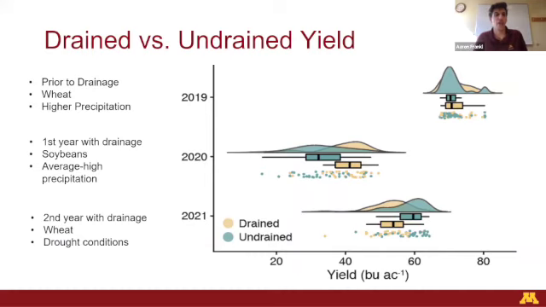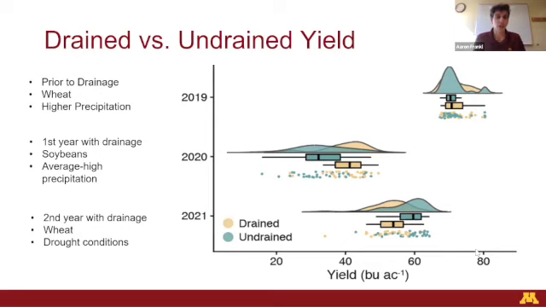Now, taking those photos and looking at the actual data here, on the left-hand side you can see some notes about what we were looking at. In 2019, we had a higher precipitation year. We were growing wheat. As you can see, in blue we have the undrained section, and in yellow we have the drained section. We have a pretty nice overlap of yield between both the drained and the undrained sections. This is prior to drainage installation, so it makes sense that we're having the same yield in both sections.